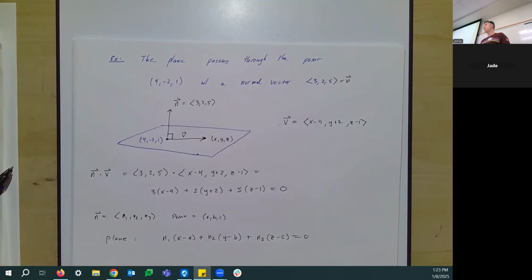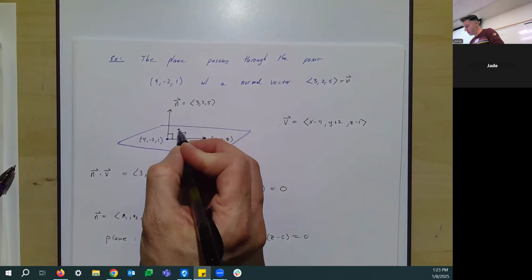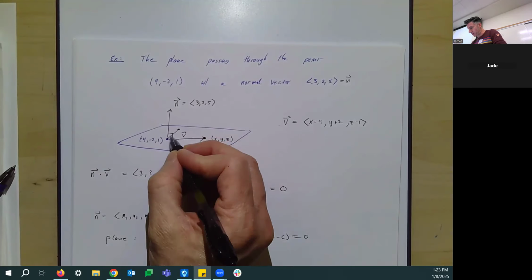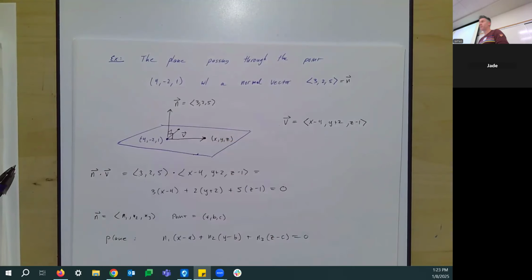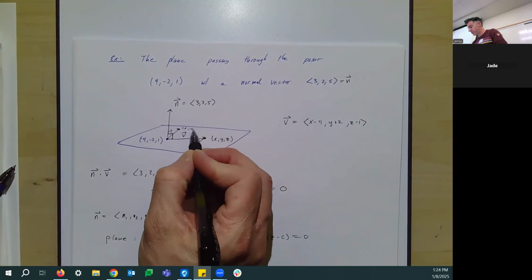It's because of these two vectors. And I'll point out, this would be true for any point I picked in the plane. If my point was over here instead, and I call that (x, y, z), that vector would still be perpendicular to the normal vector. And so that equation would still hold true for this (x, y, z) point over here.